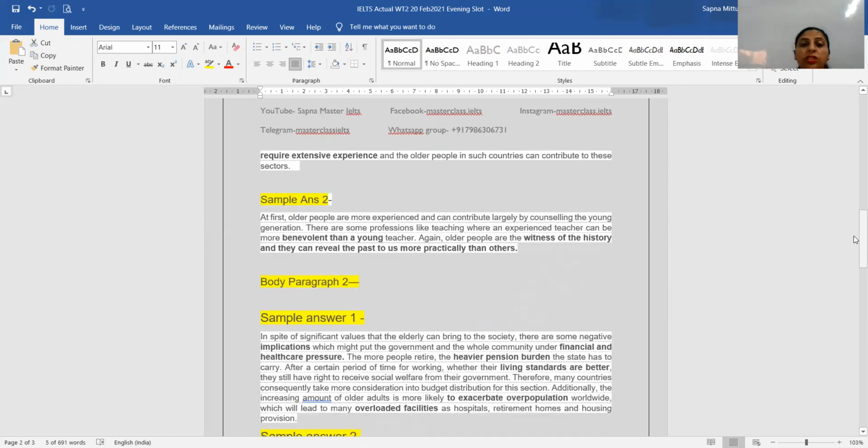Instead of that, I have written just: in spite of significant values that the elderly can bring to society, there are some negative implications which might put a burden on the government.